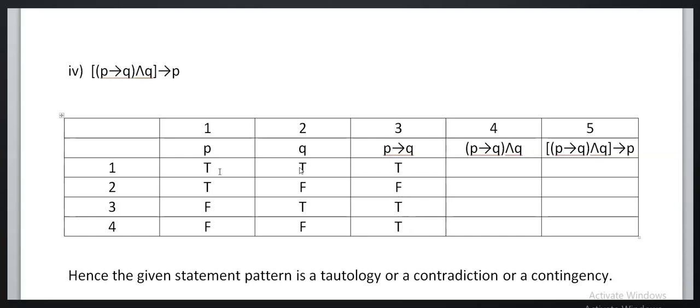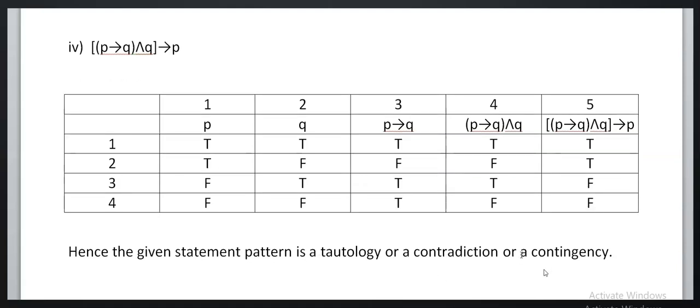And between them, these two, second and third. T is T. Next is F, T, and F. Now fourth implies first. T implies T is T. Next is T implies F, and therefore it's a mix. That is a T and FF. Therefore it is a contingency.